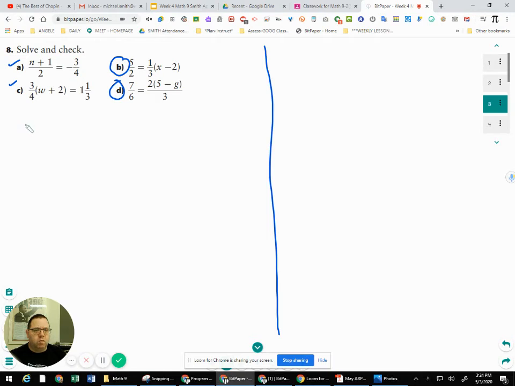And actually, I'm going to start with letter D first. The reason I'm starting with letter D is because I like that this is written with the denominators where they are. It helps my eyeballs look at this from a cross multiplying point of view. I'll show you what I mean here. Okay, so you got 7 over 6, 2(5 minus g) all over 3.